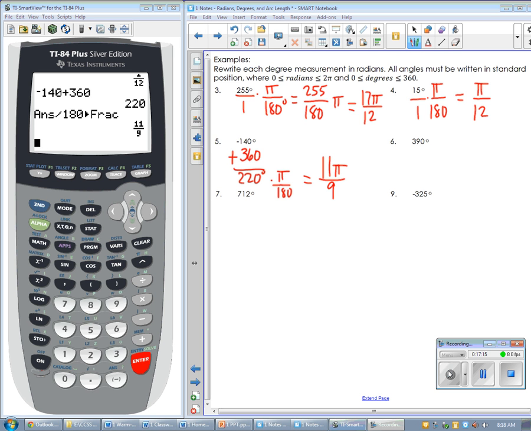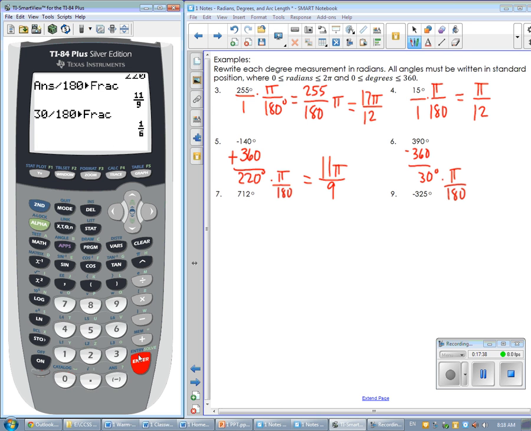In number 6, again, we have to be careful because 390 is beyond one rotation on the unit circle, or on our circle. So in order to get it back down, I'm going to subtract 360. When I do that, I get a 30 degree angle. If I want to convert that into radians, I'm going to multiply by pi over 180. And again, I'm just going to take the 30 and divide it by 180 and then write it as a fraction in lowest terms. And so that's going to be equivalent to pi over 6.